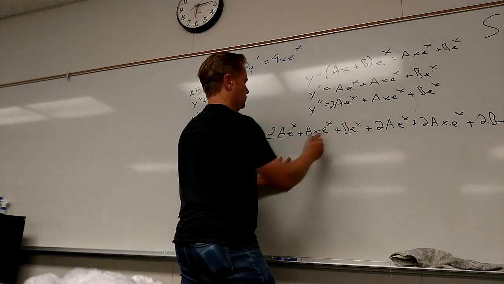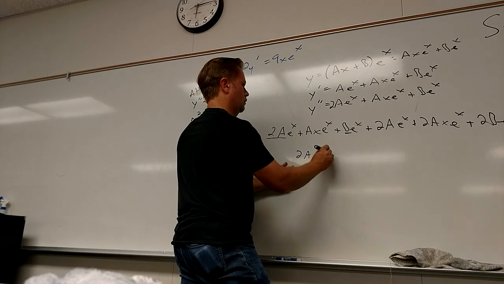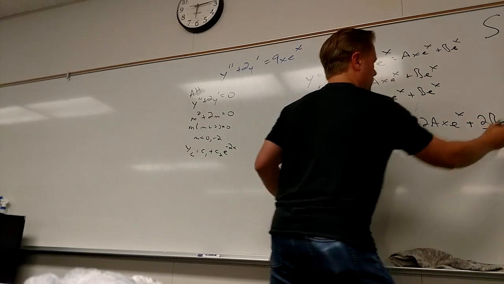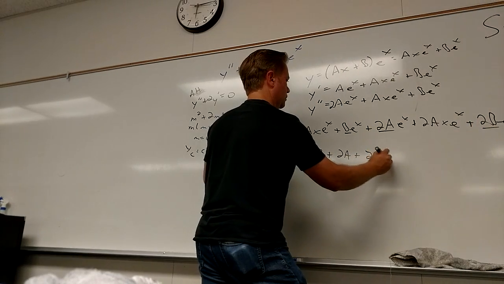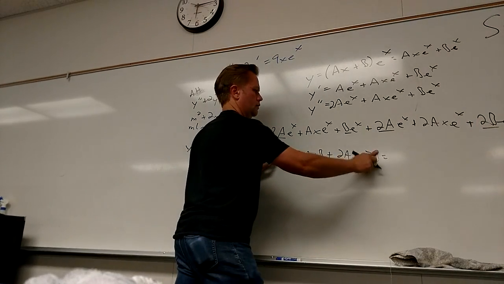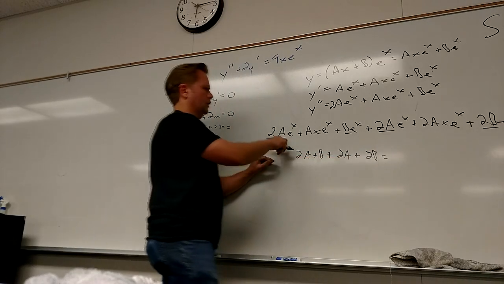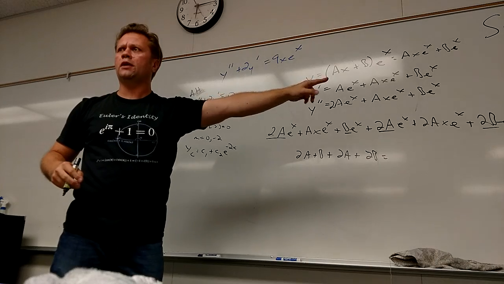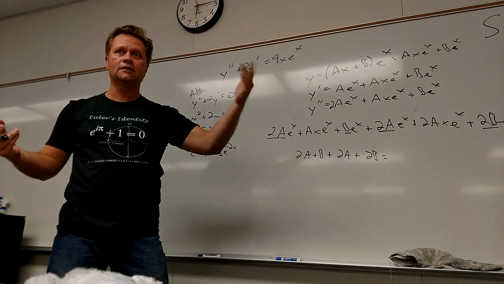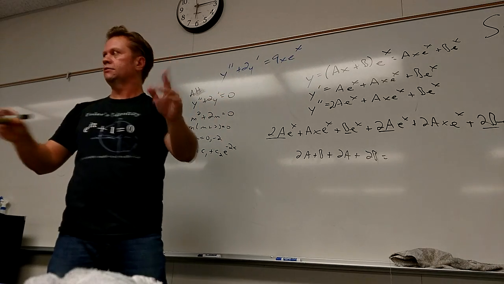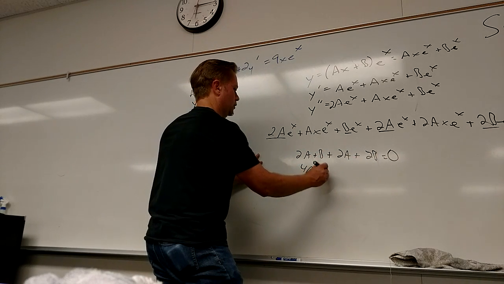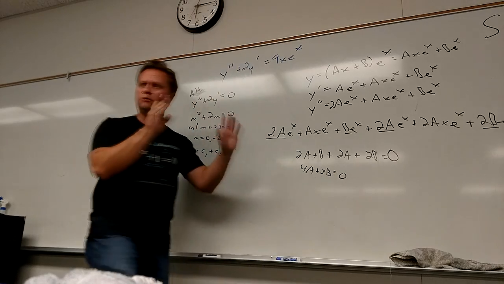2A plus B plus 2A plus 2B has to equal what? Those are my coefficients of e to the x. Do I have any e to the x's over there? No, I have 9x e to the x's. I don't have any e to the x's, so it has to be 0. So that means 4A plus 3B is 0. Is everybody with me so far?